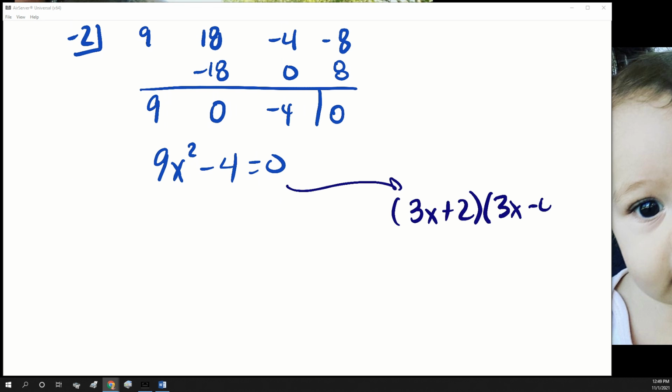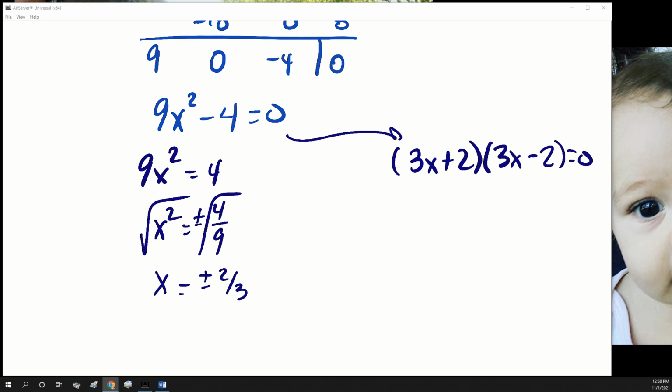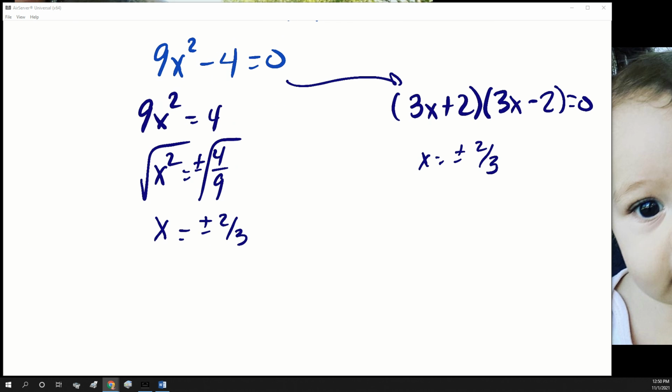Right. I feel like most people, though, just solve it for x by adding 4, dividing by 9, and taking the square root. But either way, you're going to get the same zeros, positive and negative 2/3. Which they're in the list. We have positive and negative 2/3 in the list because they're possible zeros. They end up to be actual zeros.